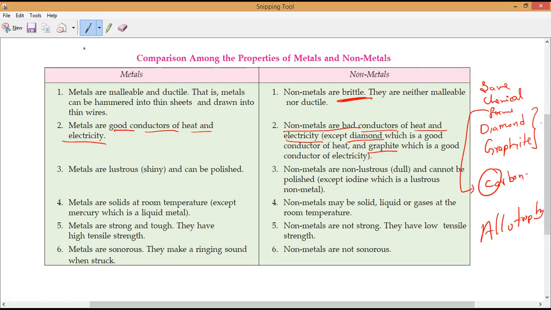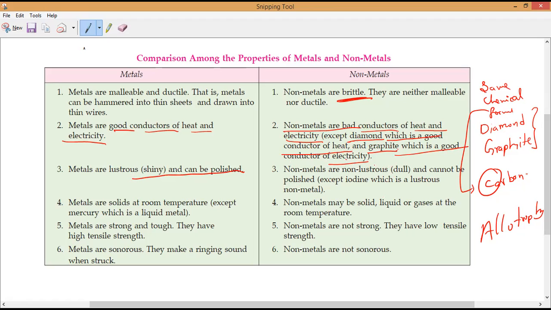So, by this time you can understand. Is diamond a good conductor of heat or electricity? Heat. Conductor of heat. Yes, very good, Akilan. So diamond is a good conductor of heat. But what about graphite? Graphite is a good conductor of electricity.